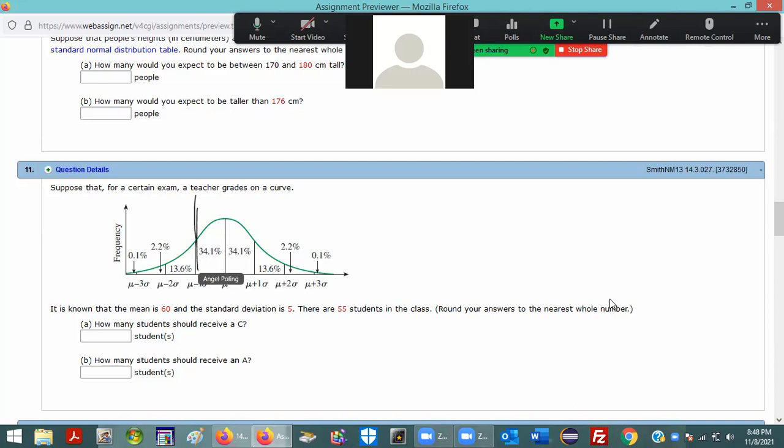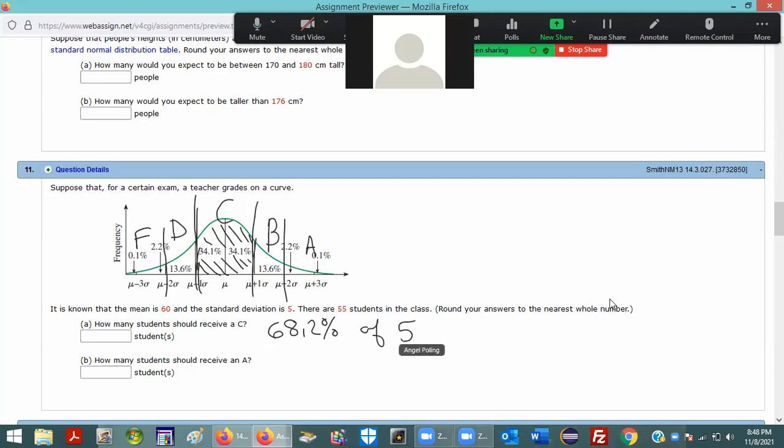The group of C's are this group, right? Then you have your B's and your A's. And then going down, you have your D's and your F's. So you're expecting most students to be in this bubble, right? So how many students do you expect to get a C? That's 68.2%, right? Adding the 34.1 twice. And that's of 55 students.